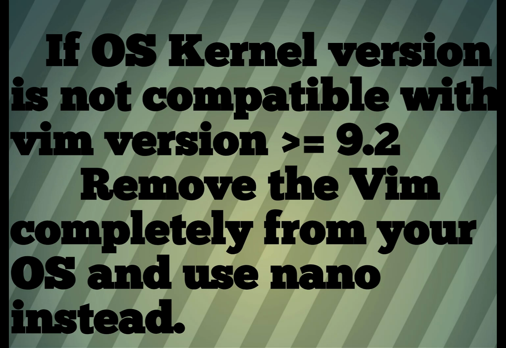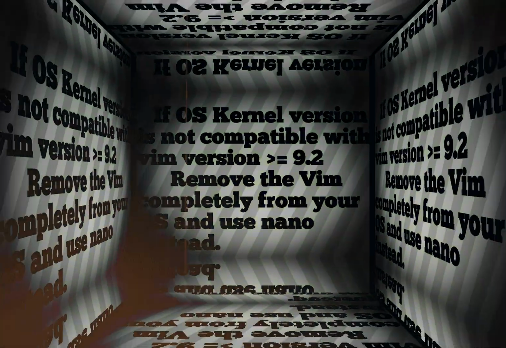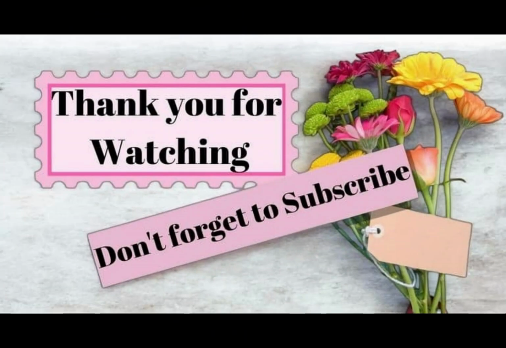At the end, if the kernel upgrade fails and Vim version 9.2 is not compatible with your kernel version, remove Vim and its dependencies completely from your OS and use Nano instead of Vim. Now you have successfully fixed the TLS 1.0 vulnerability and the Vim critical vulnerabilities.